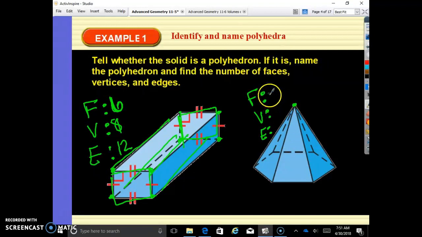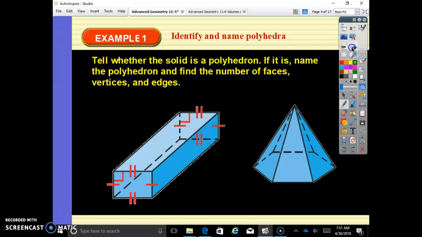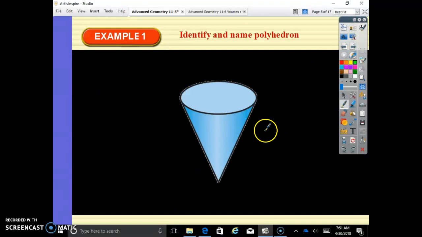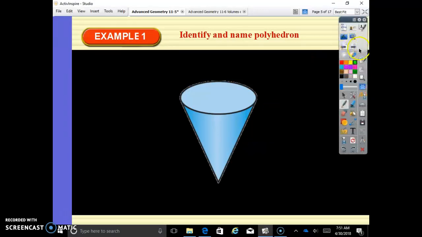So there's 7 faces. In terms of vertices, there's the 6 plus 1, there's 7. And edges, there's going to be the 6 down here and the 6 coming up, 12. Make sense? All right, what is this? It is a cone. It is not a polyhedron.